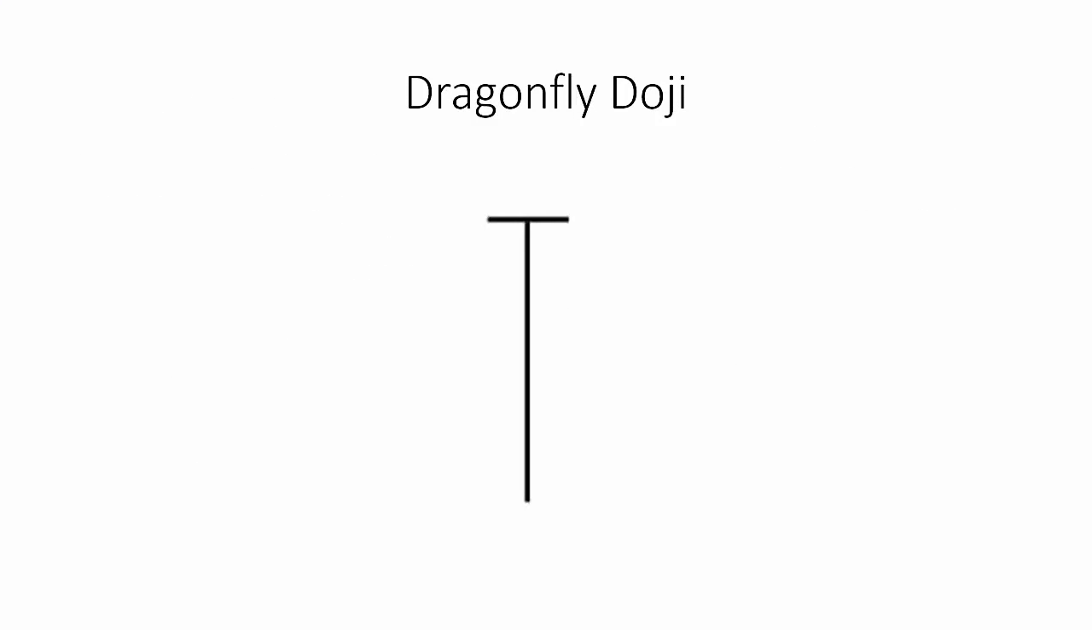Now, the Dragonfly Doji is created when the open, the high, and the close are the same or about the same. And it's important to note that where the open and the high and the close are exactly the same price, it's actually quite rare. So the most important part of the Dragonfly Doji is that long lower shadow. Now, the long lower shadow implies that the market tested to find where the demand was located, and they actually found it.